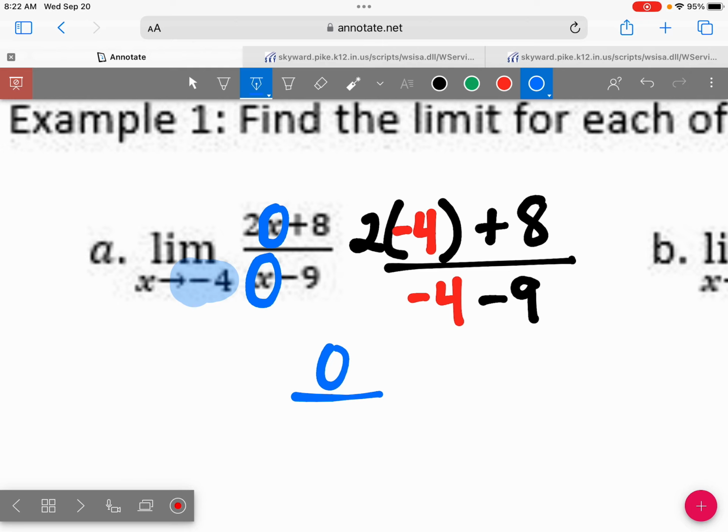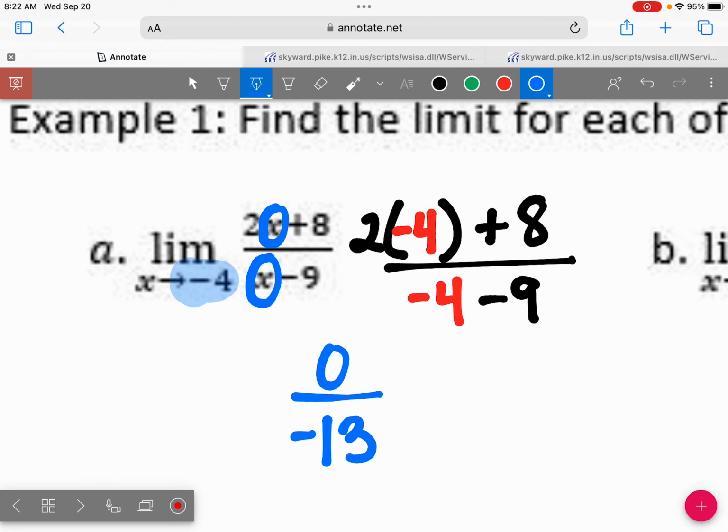And divide that by negative. Okay. And then divide that by negative 4 minus 9. And negative 4 minus 9 would be negative 13. So what is 0 divided by negative 13?